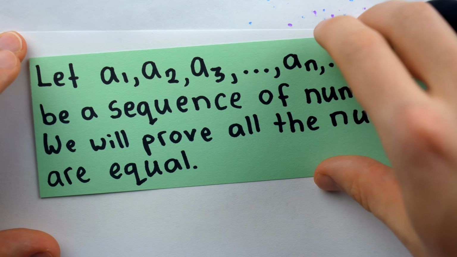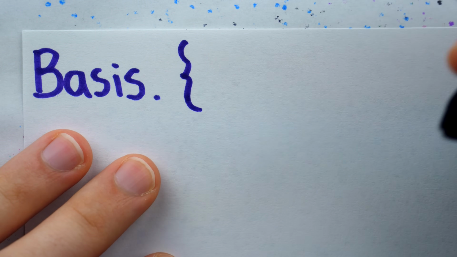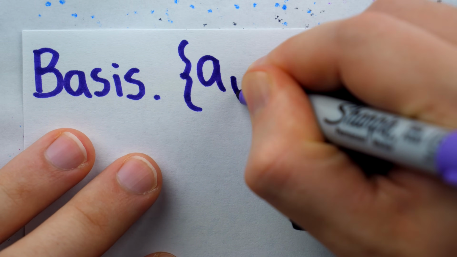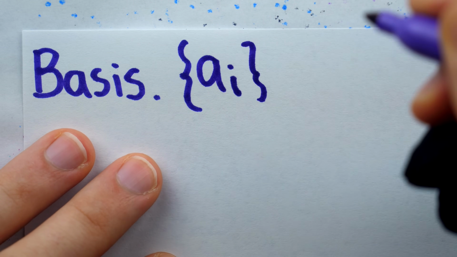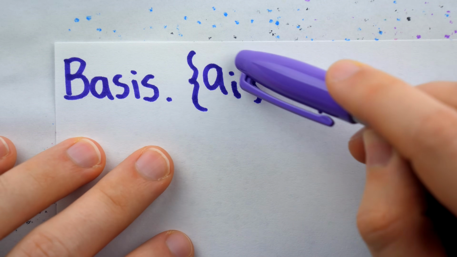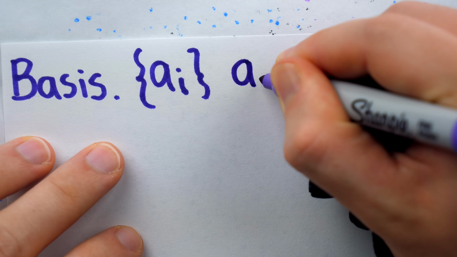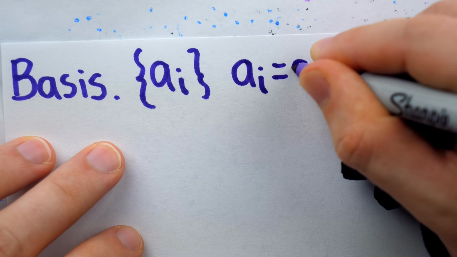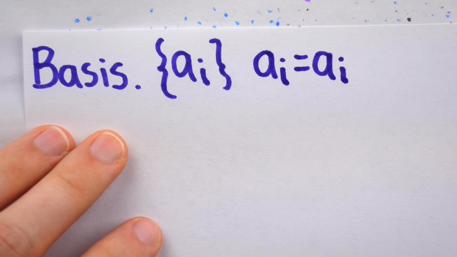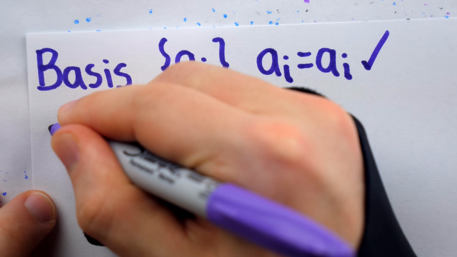Now, we're no dummies, so let's begin with the basis step. In the basis step, we're considering all sets of a single number from our sequence. We could just say ai is the name of this single number chosen from our sequence. And of course, this is trivial. No matter what single number we have, there's only one number in the set, so it is trivially true that every number in the set is equal, because any number is equal to itself by the reflexive property of equality.